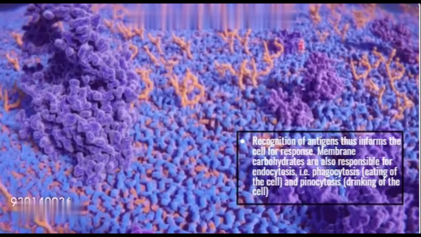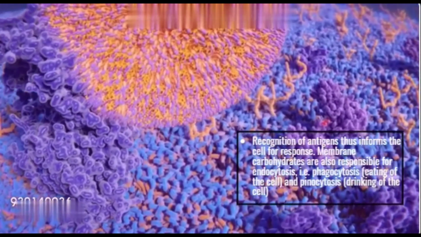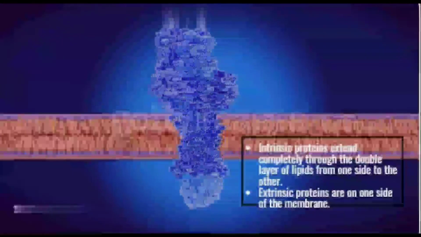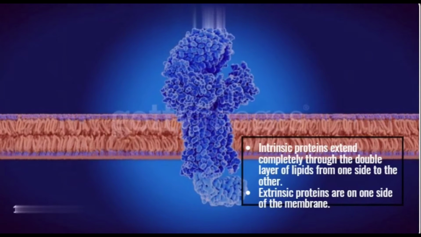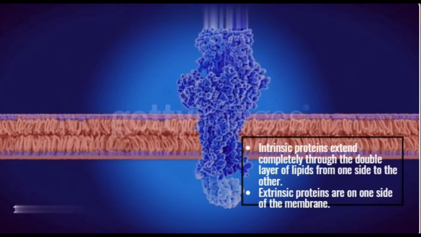Membrane carbohydrates are also responsible for endocytosis, i.e. phagocytosis, eating of the cell, and pinocytosis, drinking of the cell. Intrinsic proteins extend completely through the double layer of lipids from one side to the other. Extrinsic proteins are on one side of the membrane.